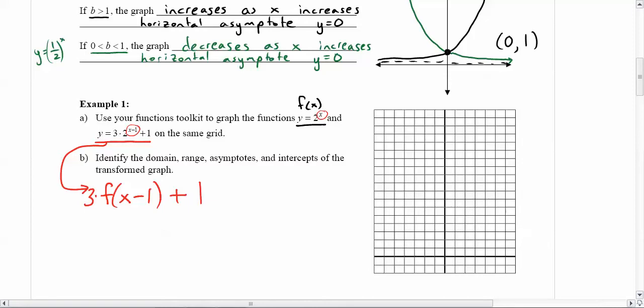Okay, so the 3 gives it an expansion vertically 3 times. And the plus 1 will move it up 1. And the minus 1 inside is changing the x value, so it's going to move it right 1.